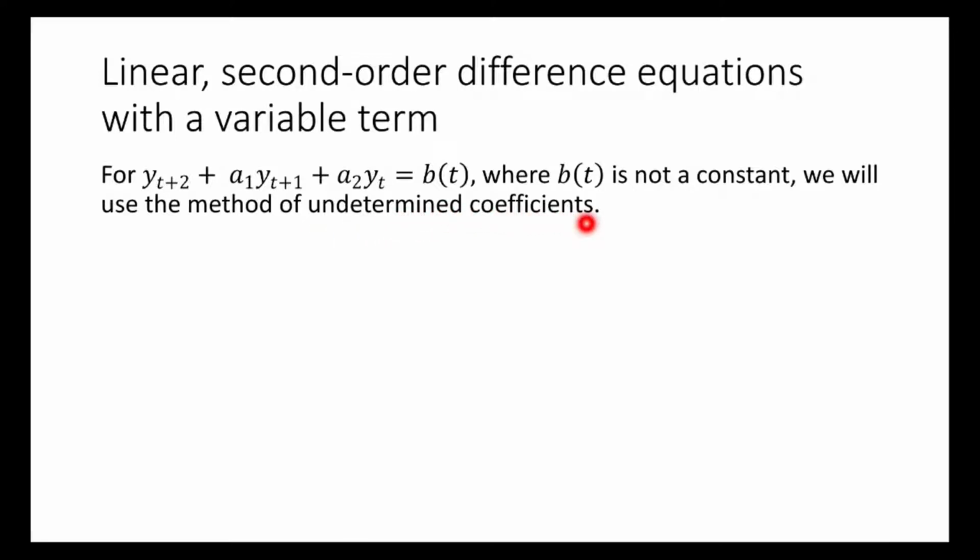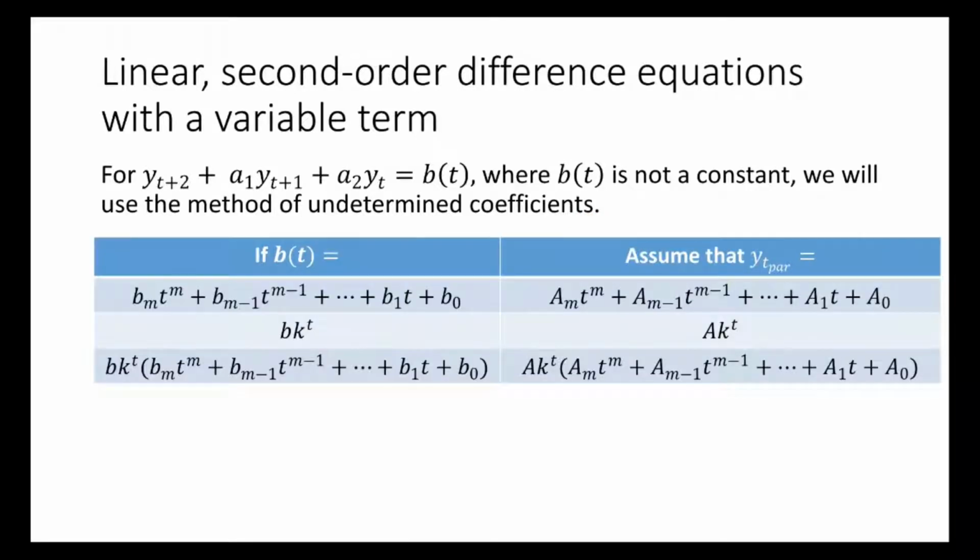Basically, this is a trial and error method. We can only use it for b_t equal to one of these three terms. The first is if b_t is a polynomial. The second is if b_t is a power of t. And the third is if b_t is a combination of these two. Now, if b_t is a polynomial, then we assume that the particular solution is equal to this.